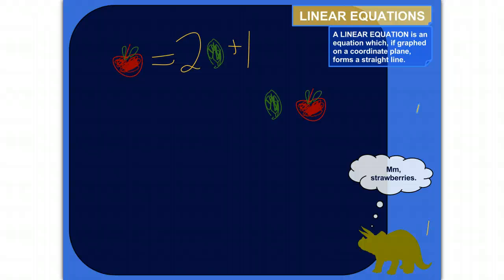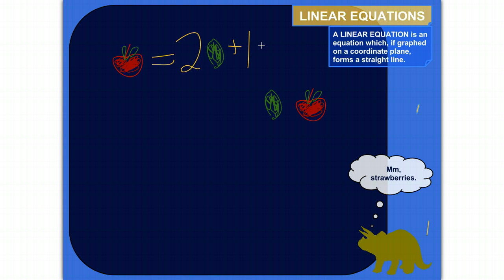Okay, so if you have a linear equation and you need to get data points, because you want to graph the function or because your teacher just needs some data points from that function, let me show you how to do that using this example function. So I've got strawberries is equal to 2 times leaves plus 1.